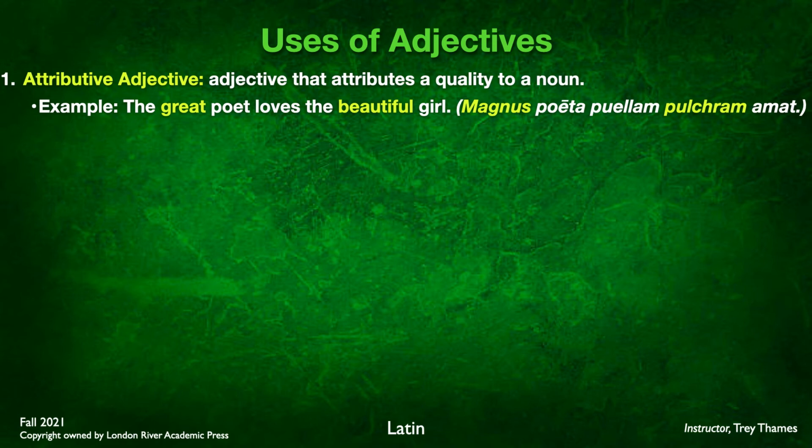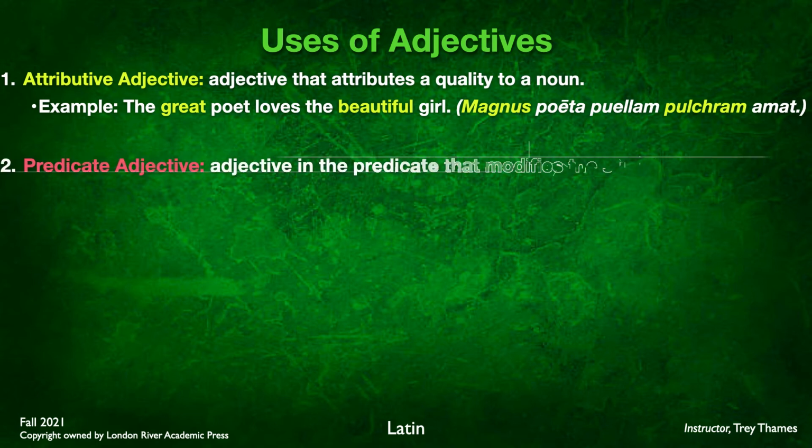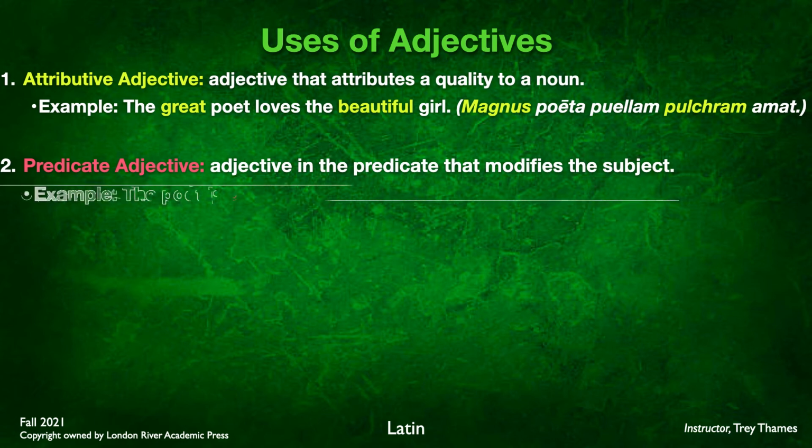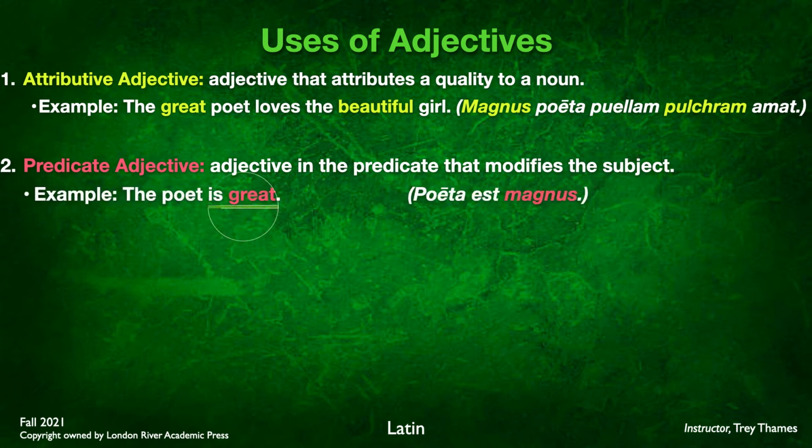And again, we've looked at many examples of these so far. Second category is the predicate adjective. These are adjectives that are in the predicate that modifies the subject. Now, in case you don't remember what a predicate is, the predicate is anything from the verb and following.